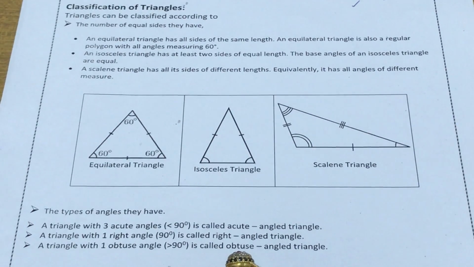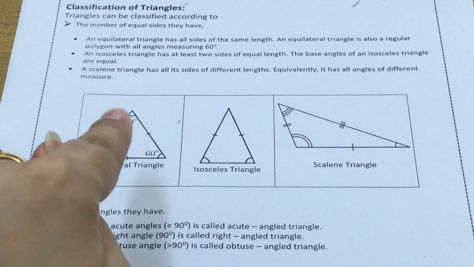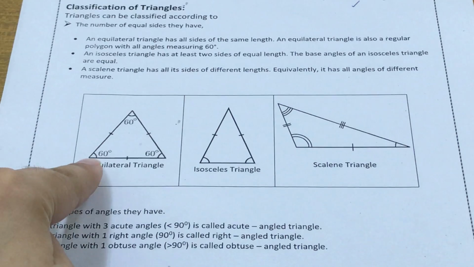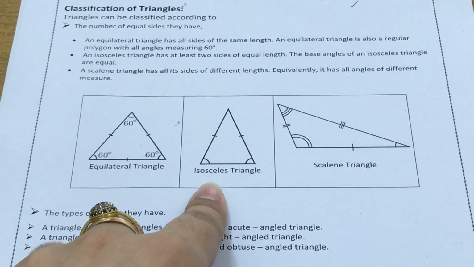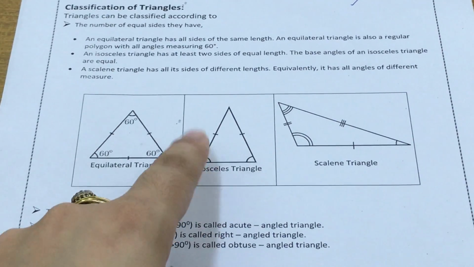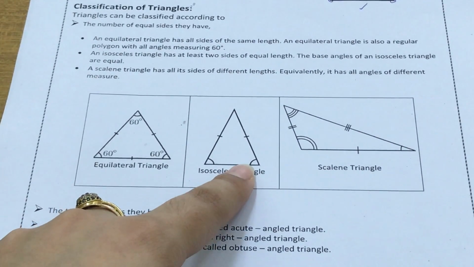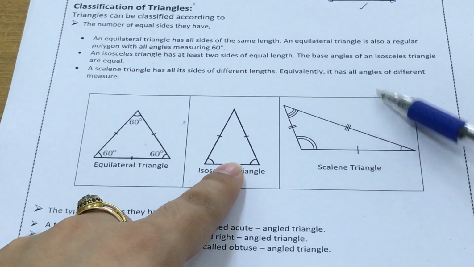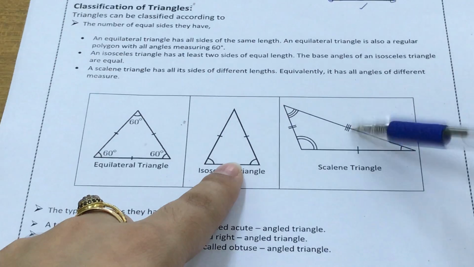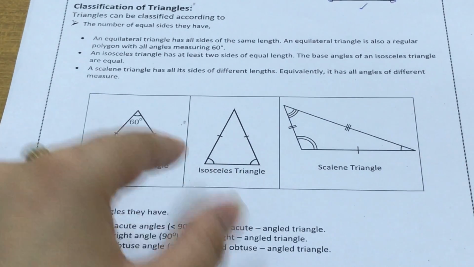So first triangle was equilateral, and in an equilateral triangle you have three equal sides and three equal angles, and each angle will be equal to 60 degrees. Second one is isosceles triangle. In an isosceles triangle you have at least two equal sides and base angles are equal. Third type is a scalene triangle. In a scalene triangle all the three sides have different measurements and all the three angles have different measurements, right?